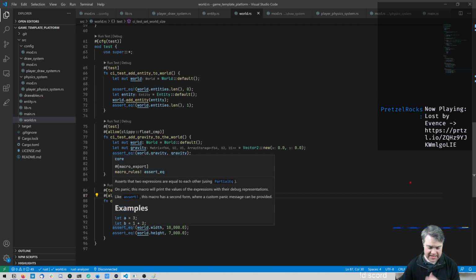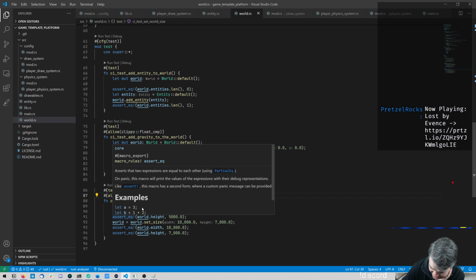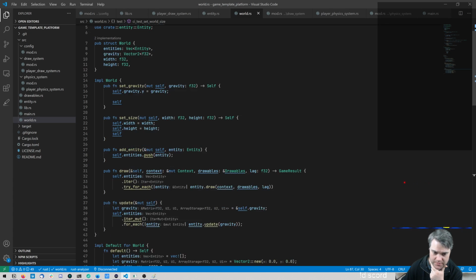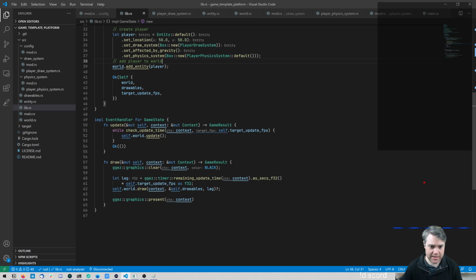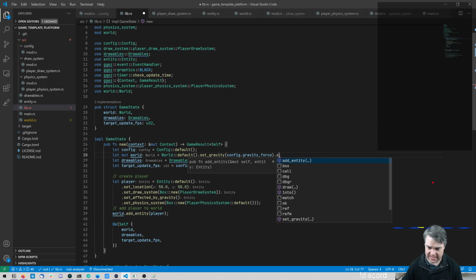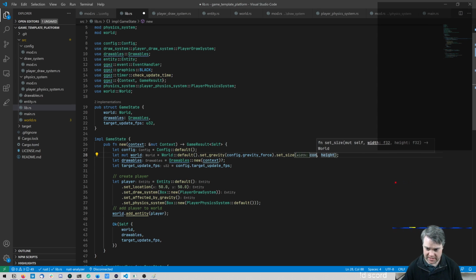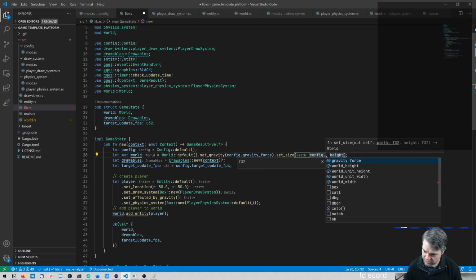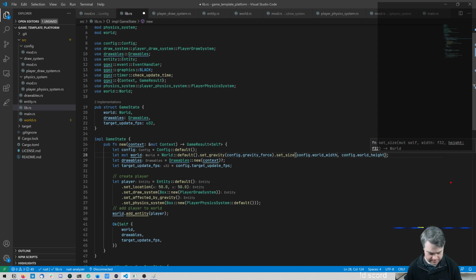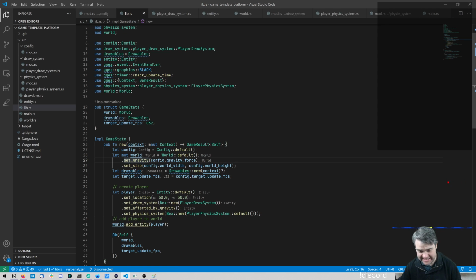So then what's the next thing? If I now have the size, we can now actually set this. So in our main library, when we're creating the world, we can say this world set gravity, and then dot set size, and then the width is going to be the config dot world config dot world width, and config dot world config dot world height. All right, so that's how we're dealing with this, and that's where we're using the builder pattern to make this look really nice.